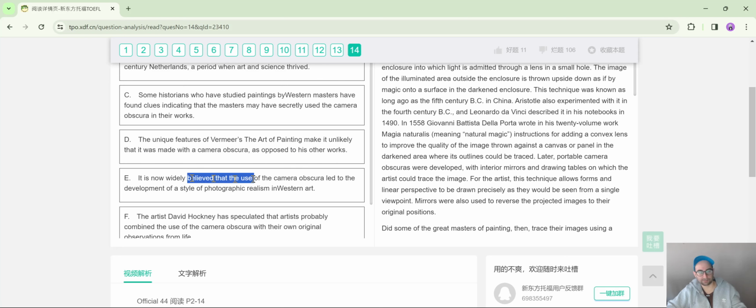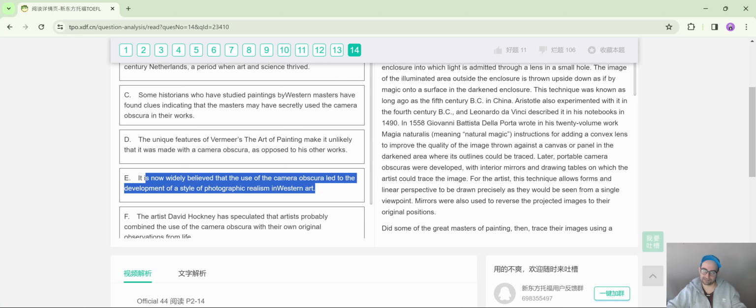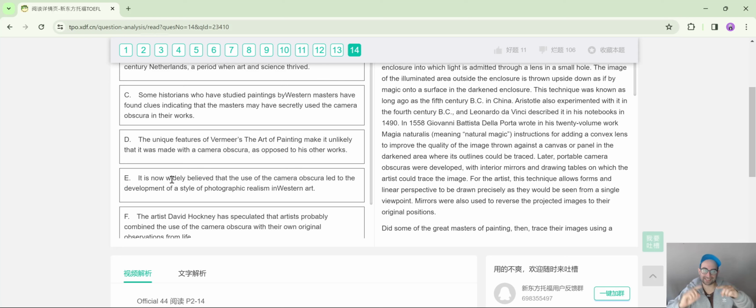Choice E, it is now widely believed that the use of camera obscura led to the development of... Now widely believed, suspicious language, okay? Whenever they use these kinds of weird adverbs like widely believed, usually they're wrong. Led to, so this is like a false cause and effect relationship, the development of the style of photographic realism in Western art. Maybe they said something else about photographic realism, but not that this led to that. This is such specific information that I didn't remember this in any of my questions, nor in any of my clue sentences and answers to the questions.